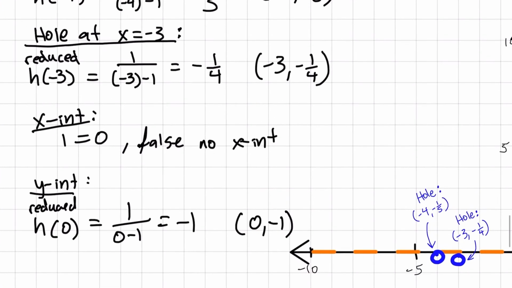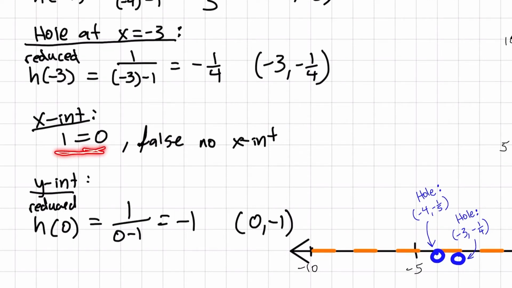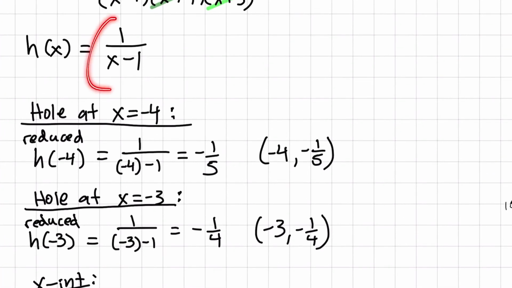So I do, and I get 1 equals 0. Wait, what? 1 equals 0? That is not a true statement. That is a false statement. So because that's false, that means we have no x-intercept, which should make sense. If I asked you to graph 1 over x minus 1, you should be pros at that by now. We spent a whole chunk of lectures talking about transformations of functions, and this is just the parent function, the 1 over x parent function, shifted to the right 1 unit.